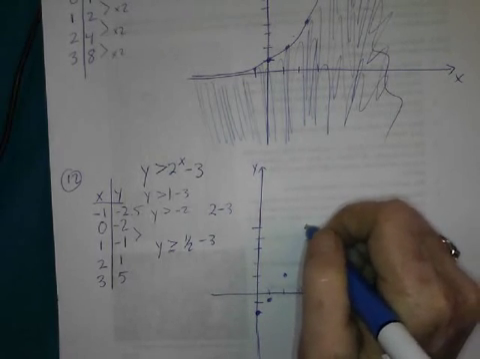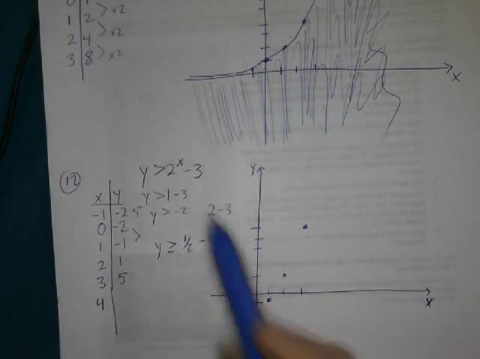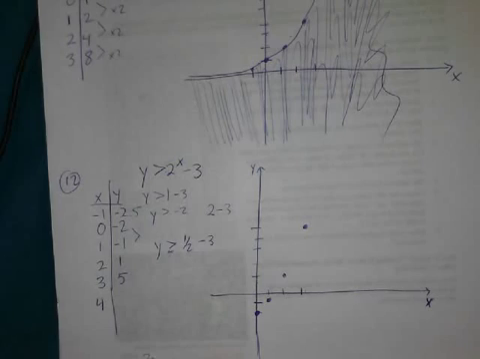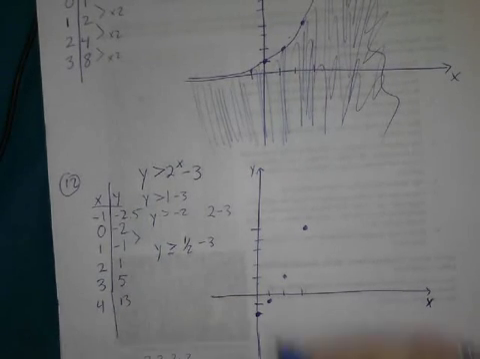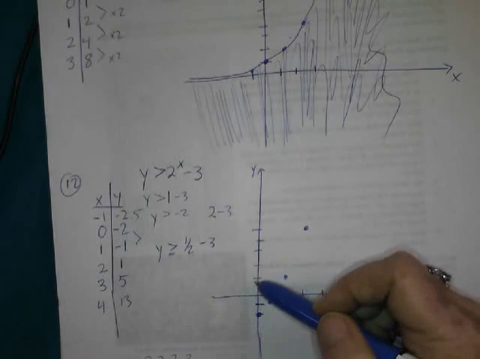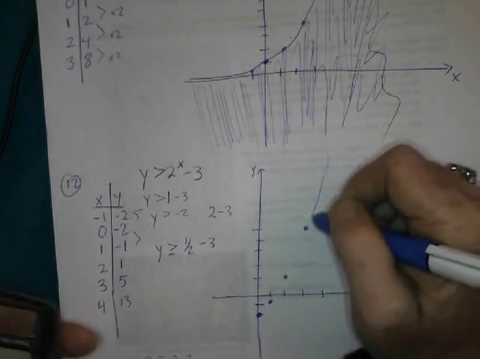Do you want to do another one? Let's do one more. 4. Well, 2 to the 4th, that'd be 2 times 2 times 2, that's 16 minus 3, that's 13. 4, 13. So that's going to go off my graph. It'd be way, way, way up here. So I think I can just kind of fake it.